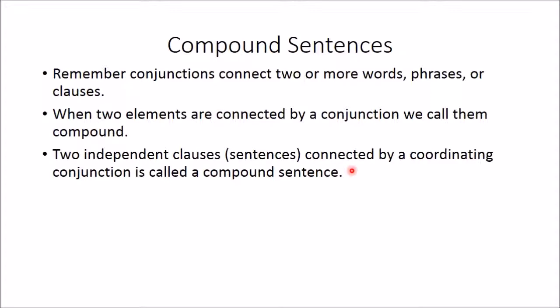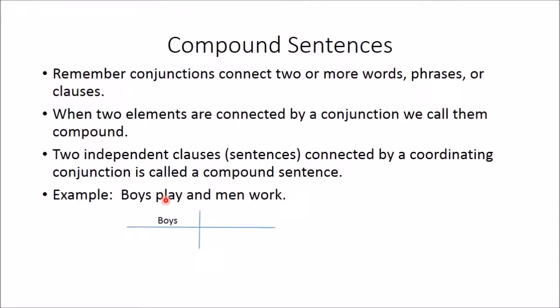So far, so good? All right, example, boys play and men work. Very simple sentences, right? To diagram those, you're going to do one clause at a time. Subject, verb, subject, verb. So we're going to start with the first clause, boys play. Boys play, okay? Then we're going to do the second one, men work. And then we're going to connect the two, the dotted line, and put our conjunction on the dotted line, okay?